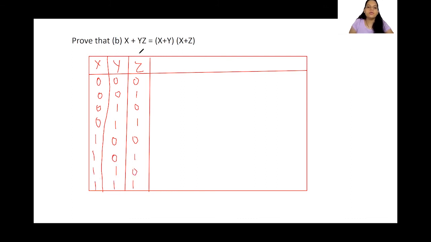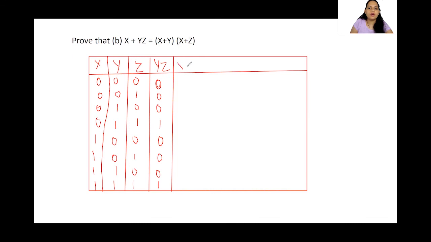Now, first thing, what do we need? We have x already. So let's do yz. Now, what is this yz? yz is the AND operation between y and z. So 00 becomes 0, 01 becomes 0, 10 becomes 0, 11 becomes 1, and so on. I hope you all understood how I'm getting these values. This is nothing but using the AND operation table.